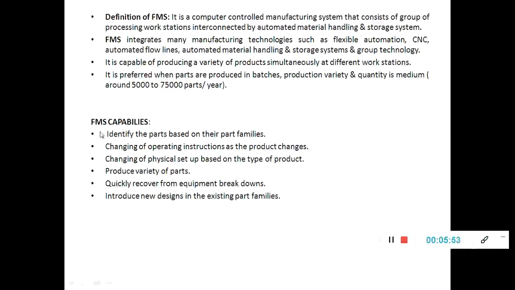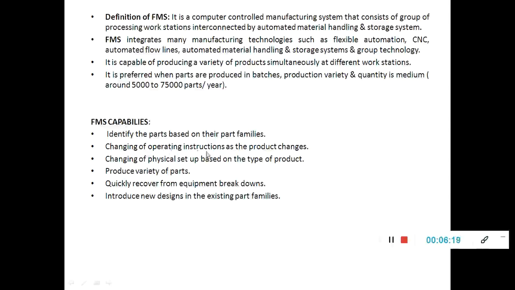Now, what are the capabilities of FMS? The first capability is to identify the parts based on their part families. As I explained in the last bit, different types of workpieces are going to be stored in different part families. So identification is very easy with the help of an FMS system.